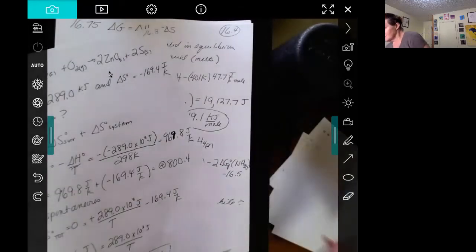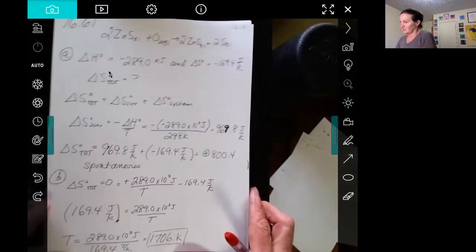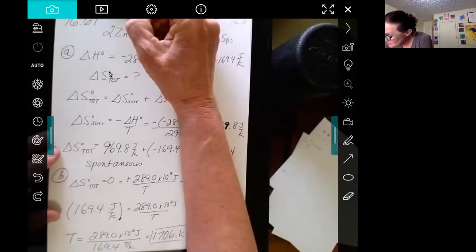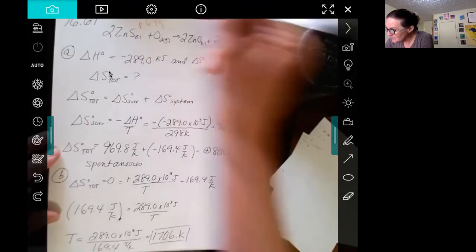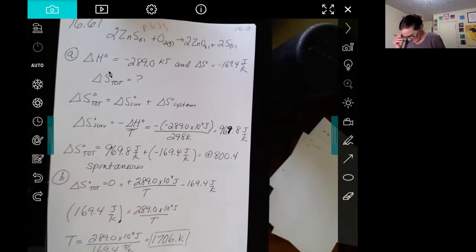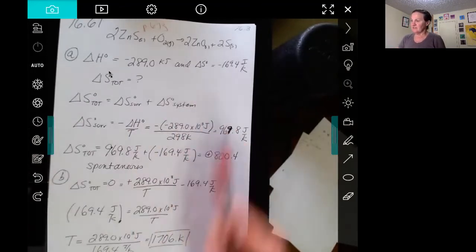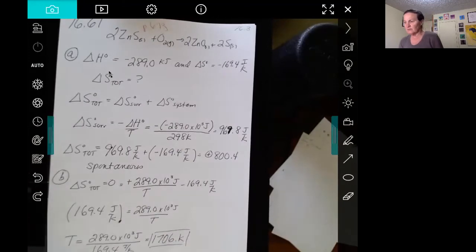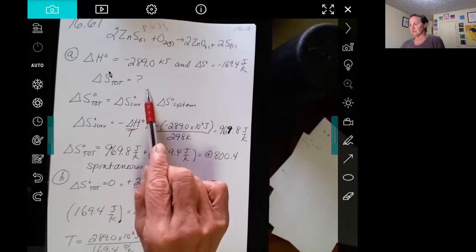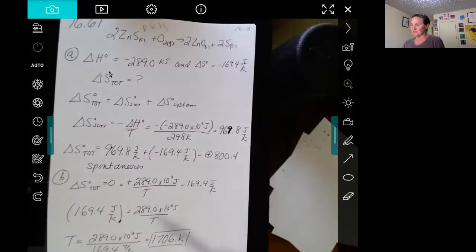Okay, 16.61, page 673, if you want to read it. It gives us a reaction, and it gives us the delta H and the delta S in the problem. I didn't even have to look them up. And it wants us to figure out the total change in entropy for the universe when this process takes place.